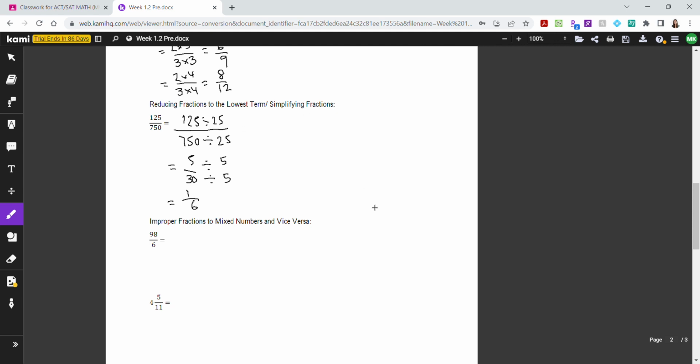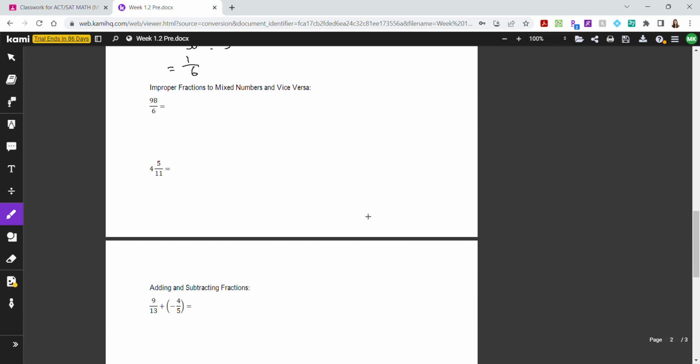All right, now the next thing that we have is improper fractions to mixed numbers and vice versa. So this is what we call an improper fraction. In order to make it into a mixed number, what we would need to do is division. So we'll take the bottom number, put it outside, 6 and 98, and we'll do division. So 6 times what will give us the multiple closest to 9? So it's 1, right? So we'll go 6, 3, drop down the 8. So now we have 38.